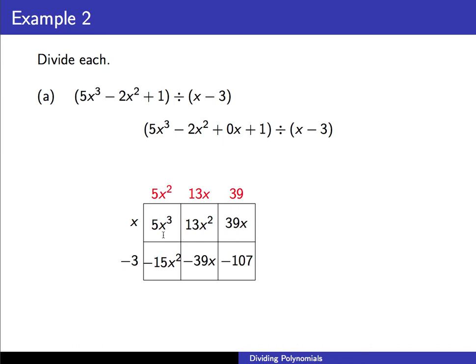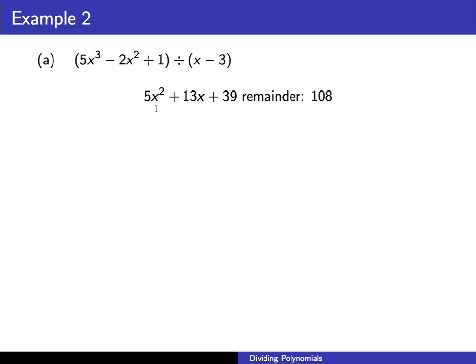So we balanced out the 5x cubed. We balanced out combining these terms. We balanced out the negative 2x squared. Negative 39x plus 39x, we've got the 0x. But we don't have a 1. We have a negative 117. So we're going to have a remainder here because it doesn't all balance out and account for itself inside the grid. So what do we have to add to negative 117 to get 1? We have to add 118. Negative 117 plus 118 will balance out and give us this 1.